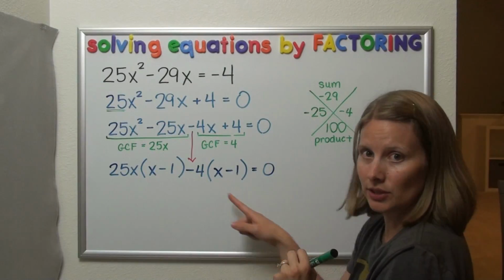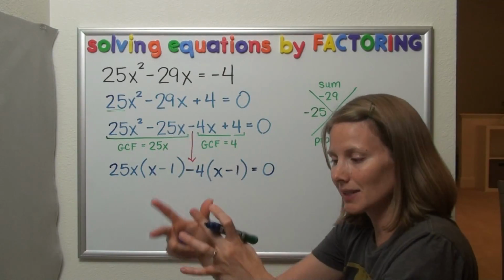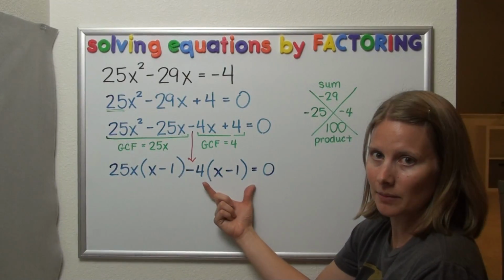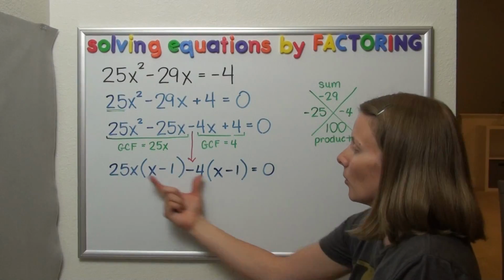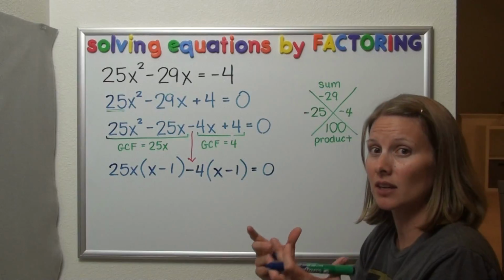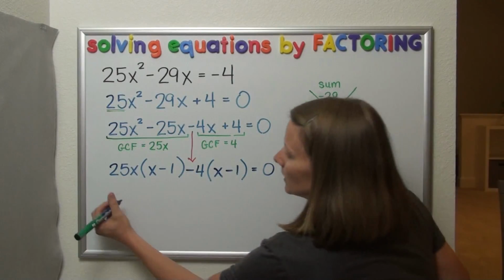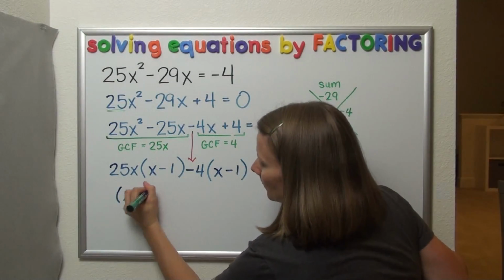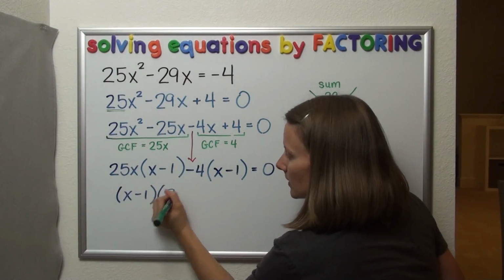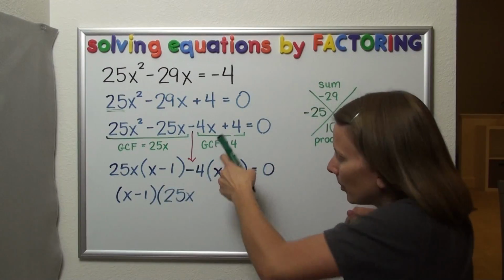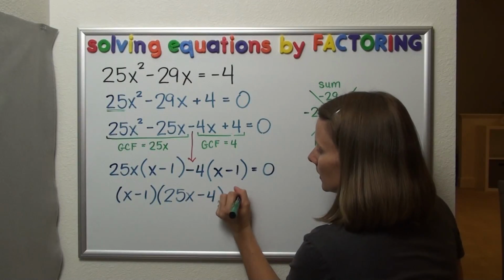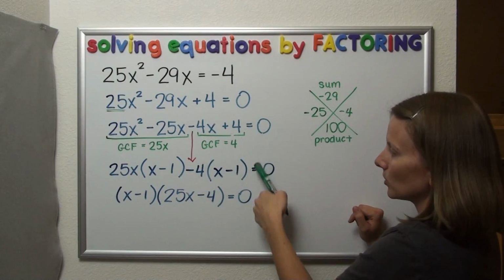Now this isn't factored yet, because to be factored it means it has to say something times something. This says something minus something. So we have to keep going. What we notice at this point is these parentheses match. That tells me it's a GCF. It's a common factor that I can pull. So let's pull x minus 1. And if I pull that x minus 1 from the first term, I've got a 25x left. If I pull x minus 1 from that second term, I've got a -4 left. It's still an equation. Again, every single step should have that equal sign.